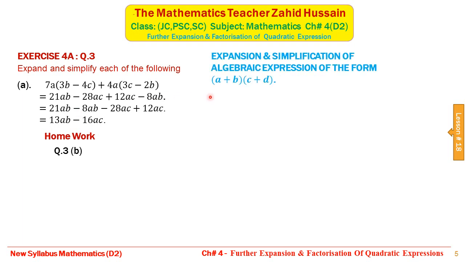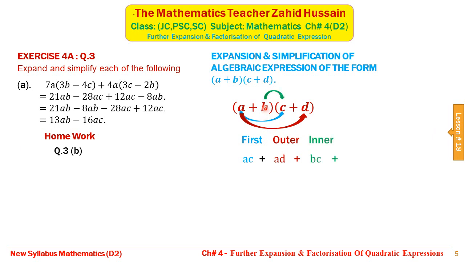Now the next type of expansion is of this type, which we have already studied in chapter number 3. When there are two brackets, how will we expand these two brackets? The rule of expansion is that we multiply first term with first term, that is a with c, first with first, we get ac. Then outer terms a and d, they are outer terms. a outer with outer, we will get ad.